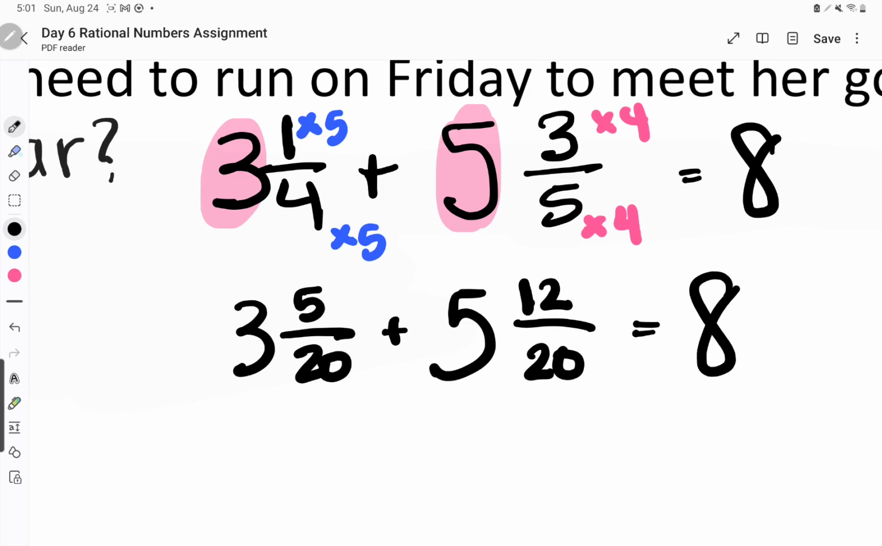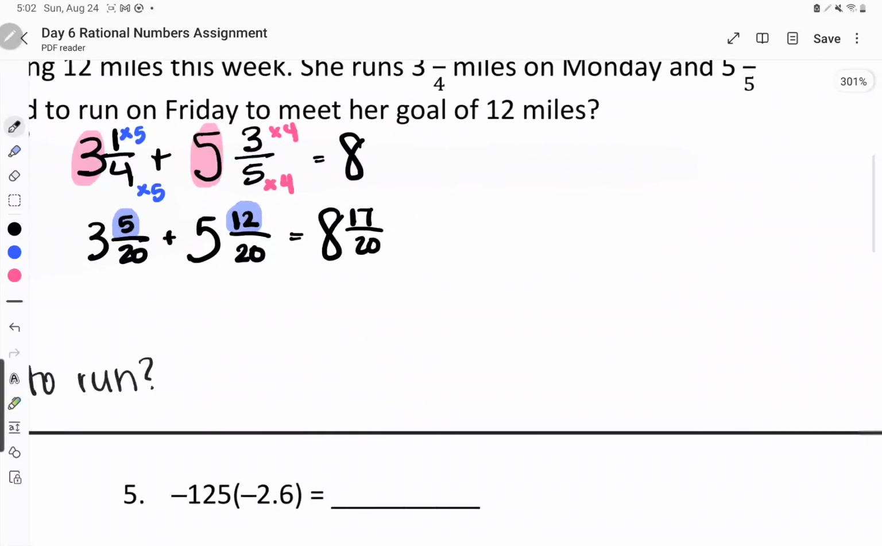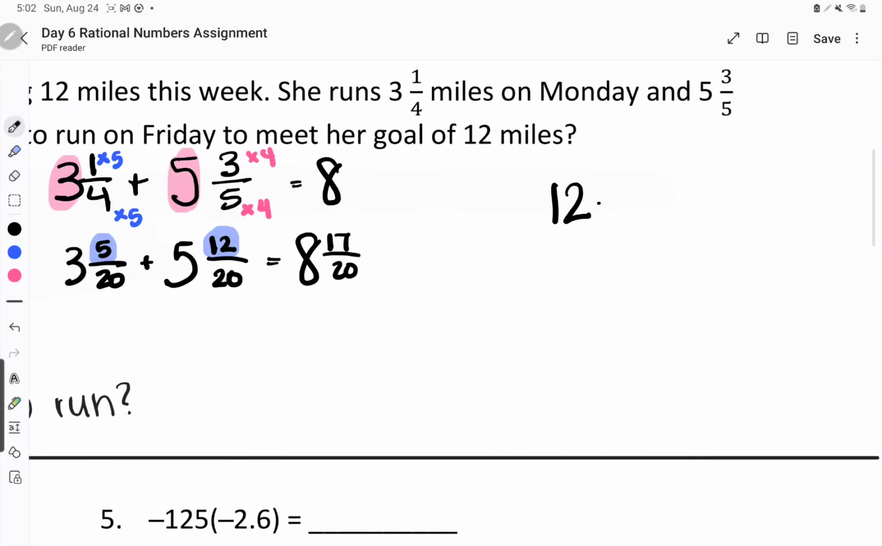I still have my 8 because 3 plus 5. And then I have 5 plus 12. And 5 plus 12 is going to give me 17 over 20. Okay, so we know that she has run 8 and 17 over 20. The next thing I need to know is how many miles does she need to run on Friday to meet her goal of 12 miles. So if we know she wants to run 12 total miles, she's already run 8 and 17 twentieths, what do I need to do after that? I need to subtract 12 minus 8 and 17 twentieths.